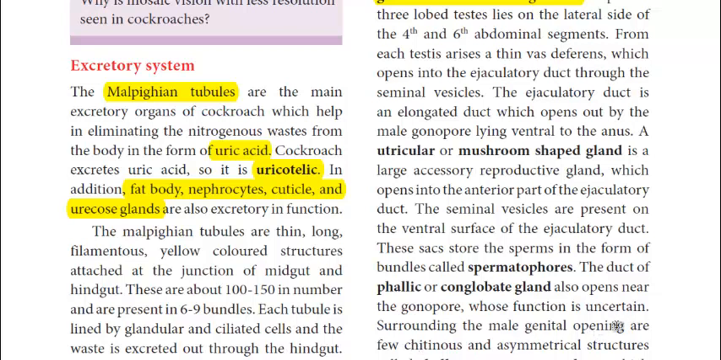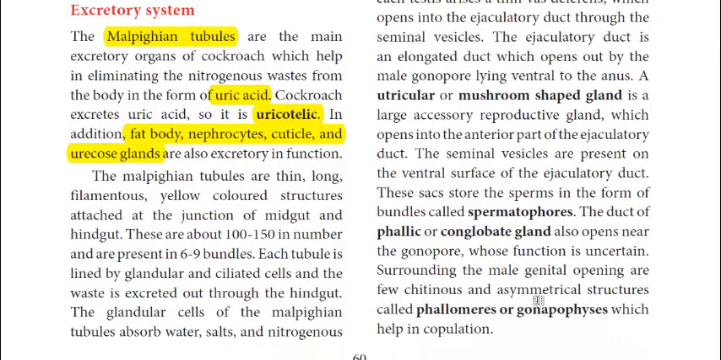Surrounding the male genital opening are a few chitinous and asymmetrical structures called phallomeres or gonapophyses, which help in copulation. So during mating, these chitinous and asymmetrical structures help in mating with a female cockroach.